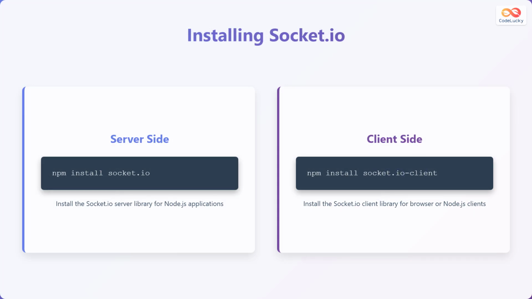To start using Socket.io, you'll need to install it on both the server and the client side. For the server side, use the command npm install socket.io. This will install the Socket.io server library for Node.js applications. On the client side, use the command npm install socket.io-client. This will install the Socket.io client library for browser or Node.js clients.